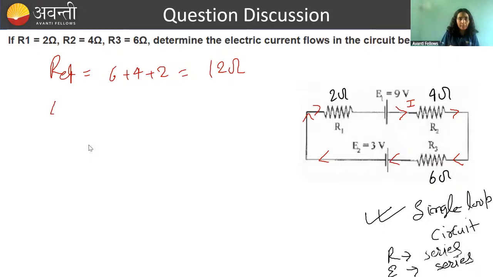अब आप E equivalent निकालो. They are in series, right? This is a single loop circuit. All elements are in series.